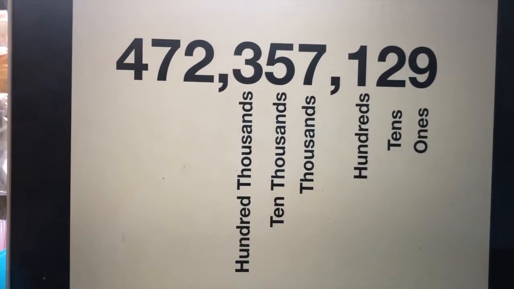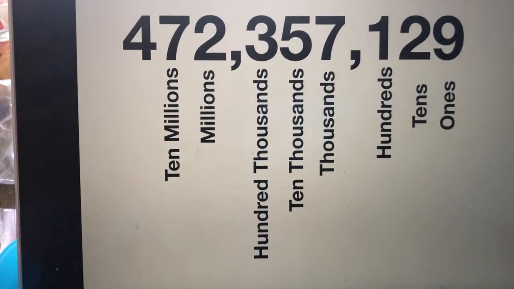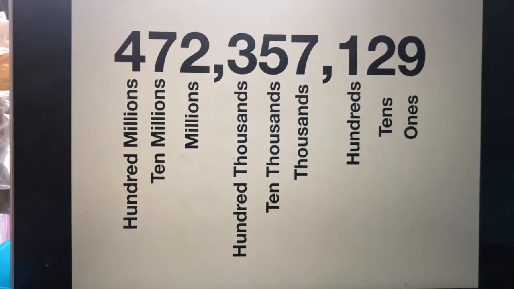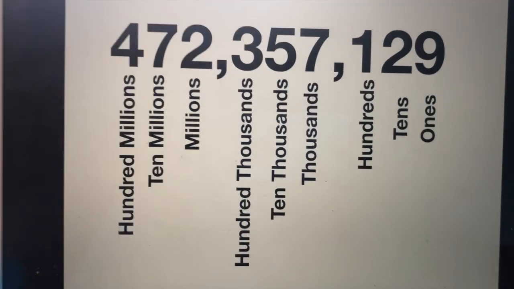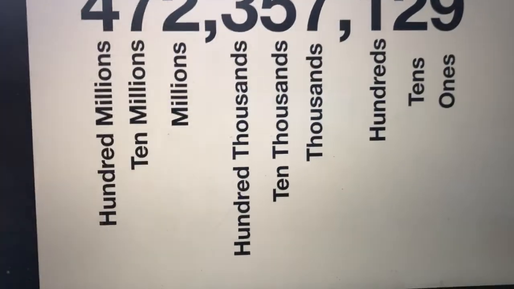This 2 is in the millions place. The 7 is in the 10 millions place. And the 4 is in the 100 millions place. This would be a great place to pause the video while you're working on your worksheet so you have this as a reference for the place value of the numbers.